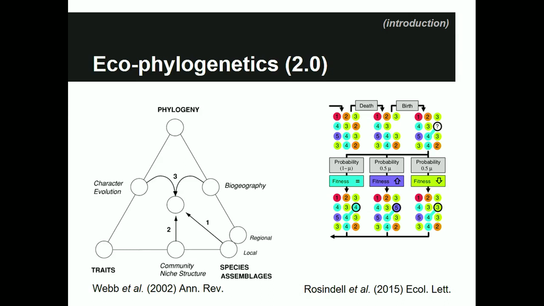And I think we're seeing a real resurgence right now of brand new methods in it, which I'm sort of calling here ecophylogenetics 2.0, where people are trying to fit simultaneously models that have some kind of evolutionary mechanism and dynamic, and then use those to make inferences about ecological structure in the present. So I think it's a really exciting time to be working in ecophylogenetics.